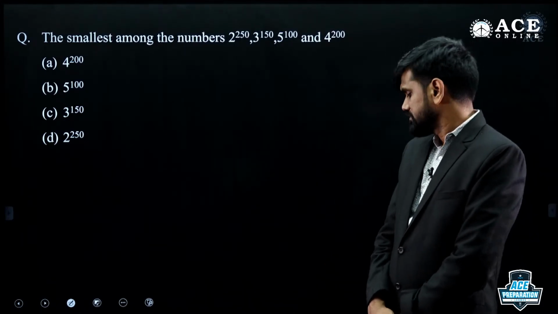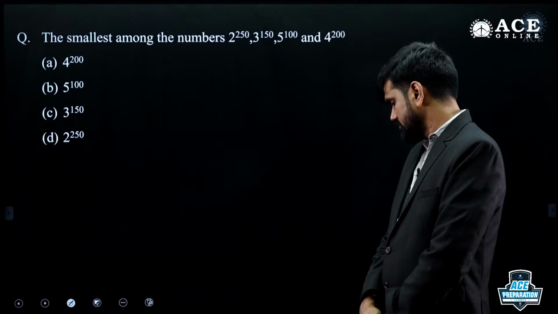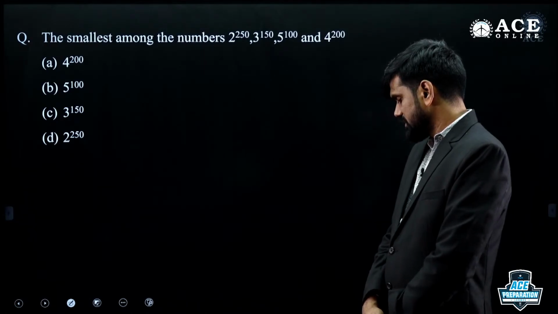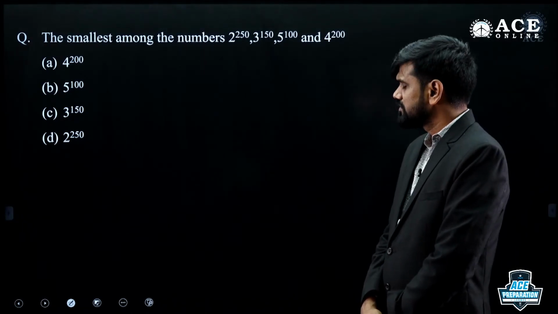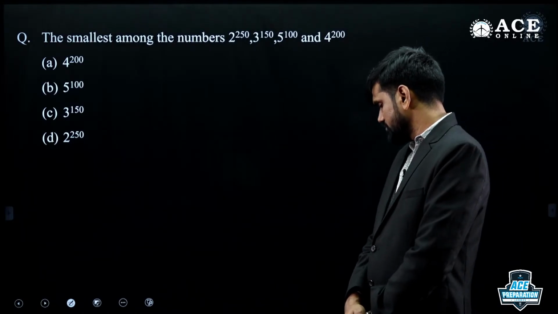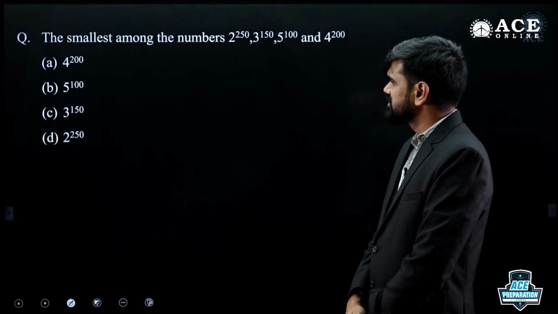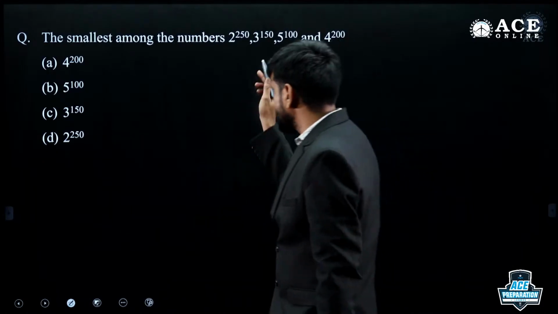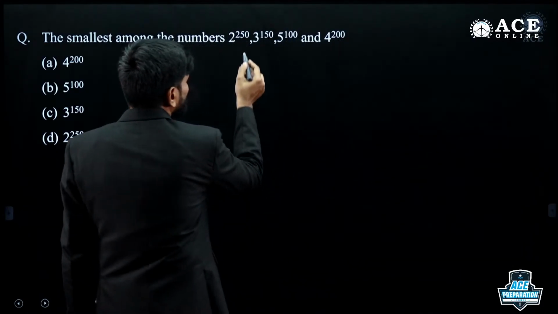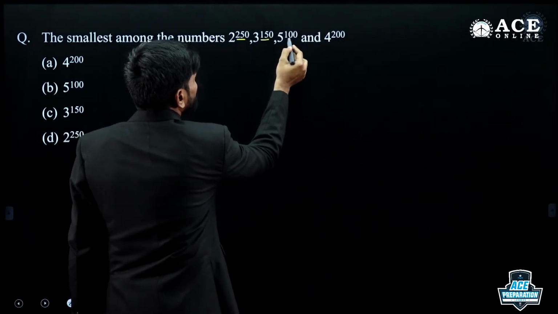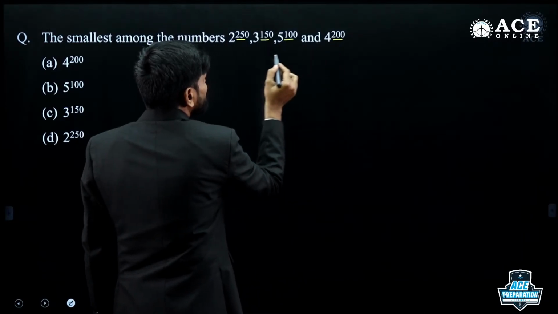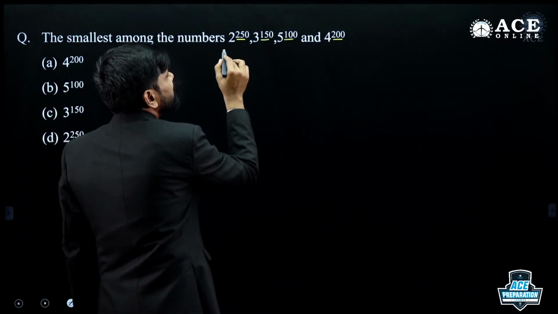Make it fast. Any answer? What is the first step you have to do? You simply take the HCF of the powers. So the powers are 250, 150, 100 and 200. So you simply cancel with the HCF of those.